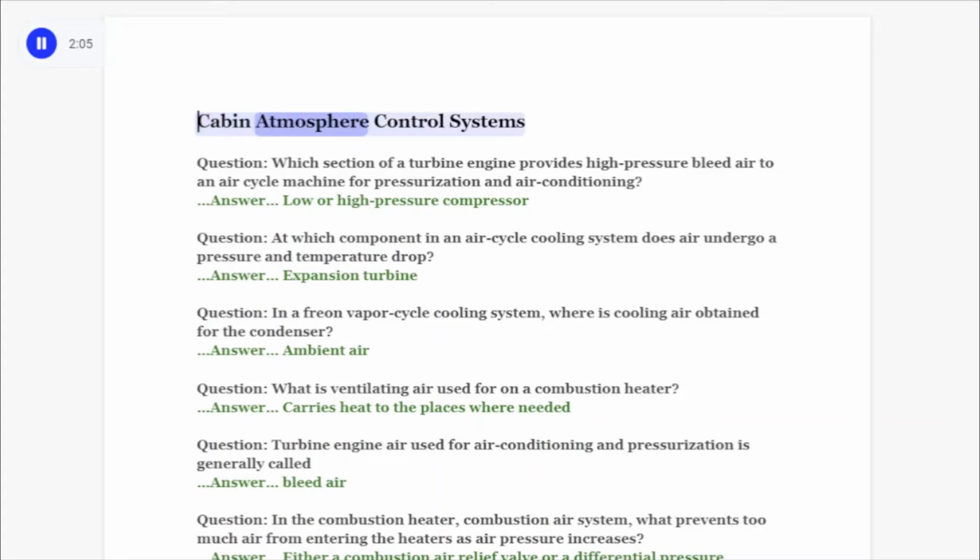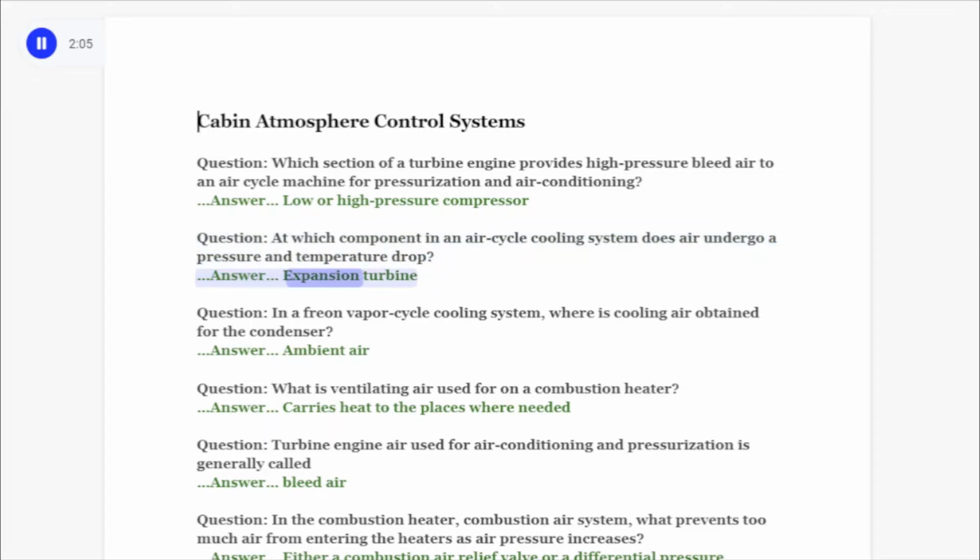Cabin atmosphere control systems. Question: Which section of a turbine engine provides high-pressure bleed air to an air cycle machine for pressurization and air conditioning? Answer: Low or high-pressure compressor. Question: At which component in an air cycle cooling system does air undergo a pressure and temperature drop?